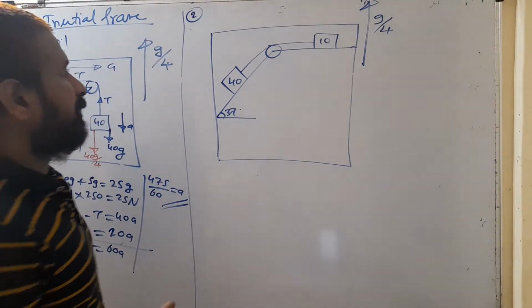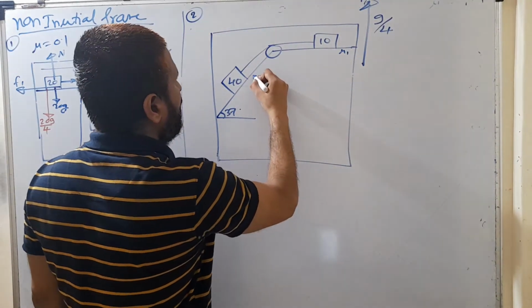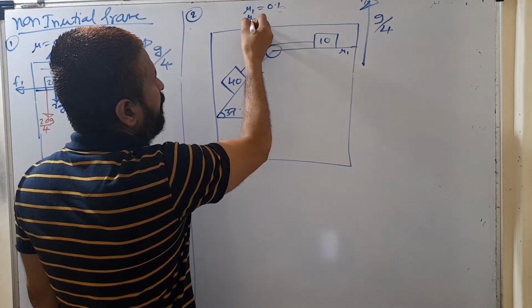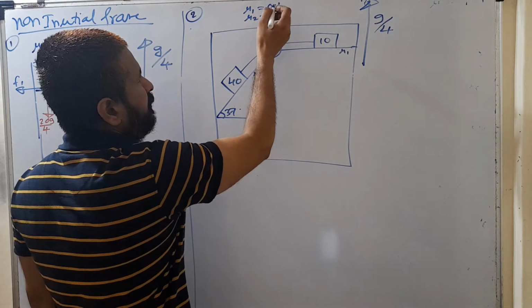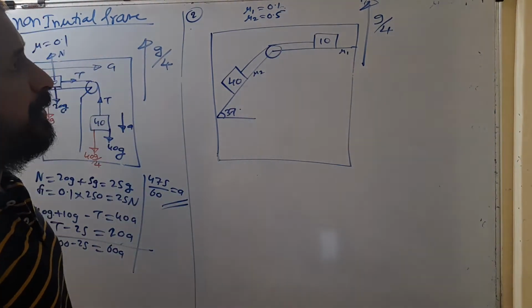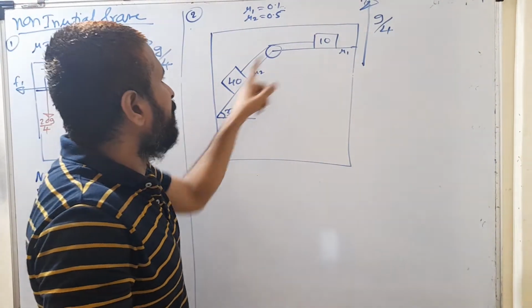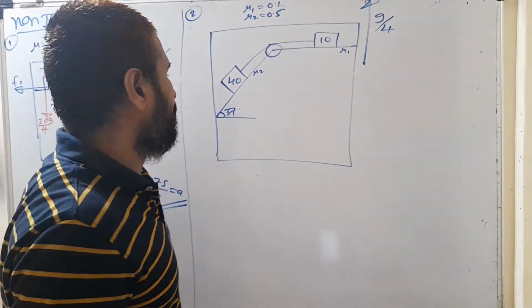In this case there are two surfaces. Suppose the frictional coefficient here is mu1 and here it is mu2. Different frictional coefficients are given. mu1 is 0.1 and mu2 is 0.5 I have taken. For this surface it is 0.1 and for this surface it is 0.5. The frame is accelerated upward with g by 4.